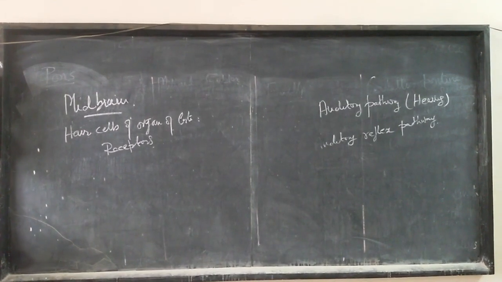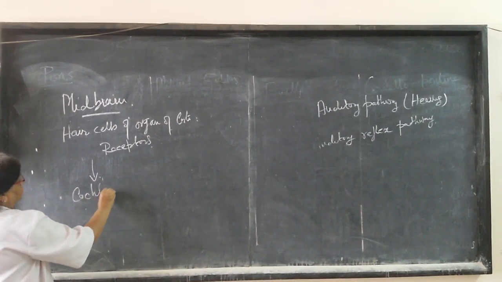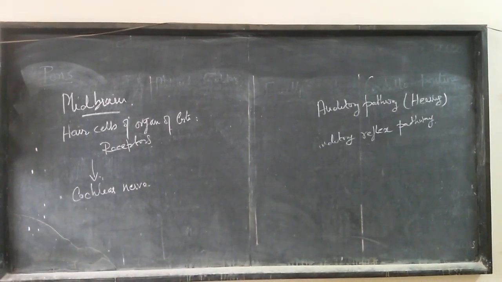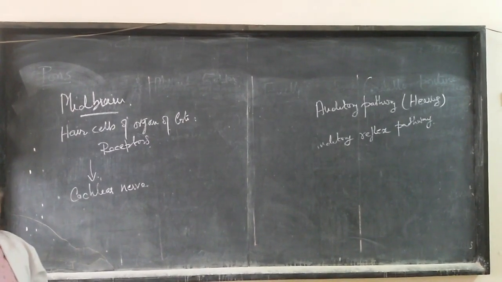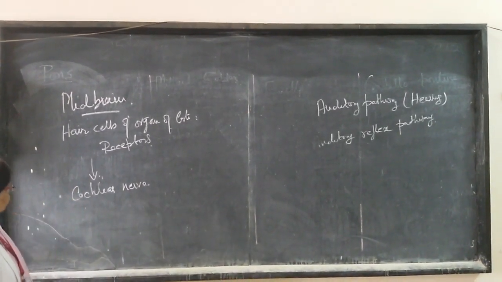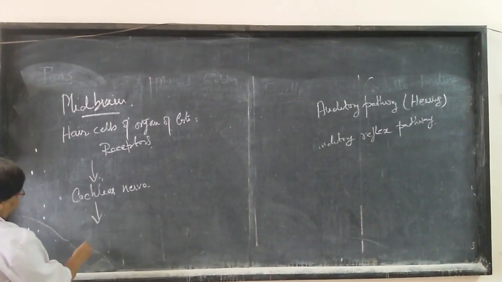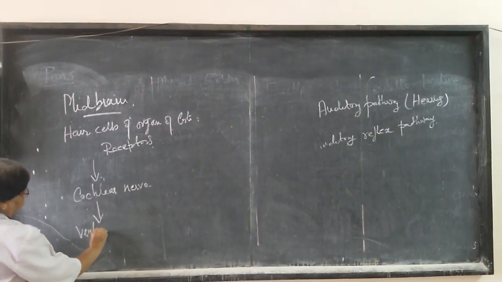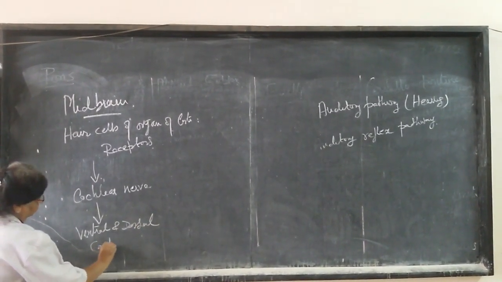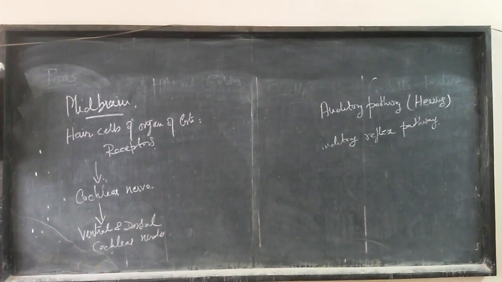form the cochlear nerve. And as we know, the cochlear nerve is attached to the brain stem at the pontomedullary junction, lying most laterally. The cochlear nerve enters into the pons and goes to the ventral and dorsal cochlear nucleus.